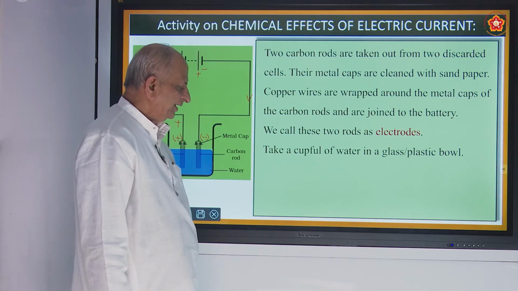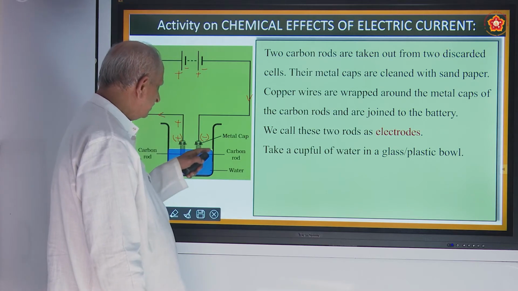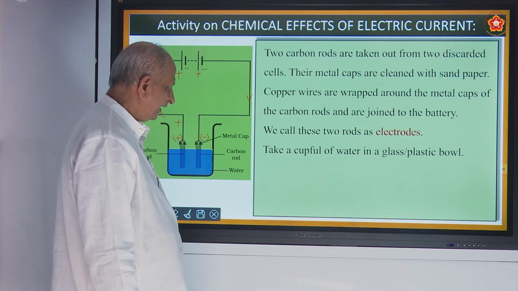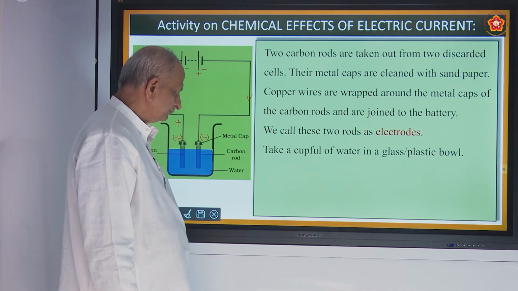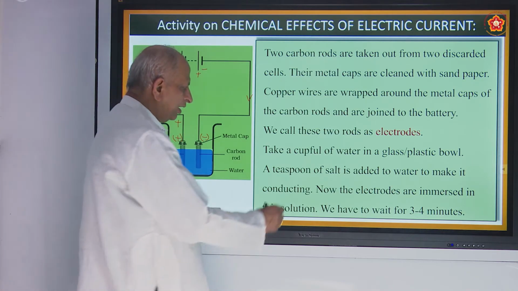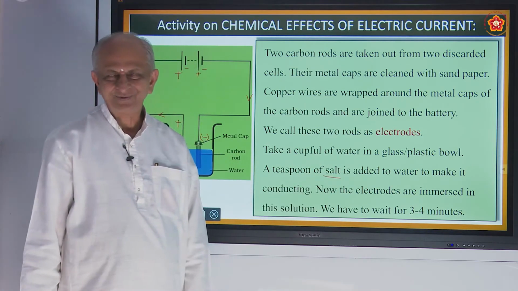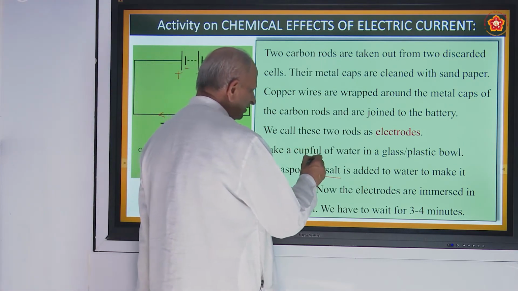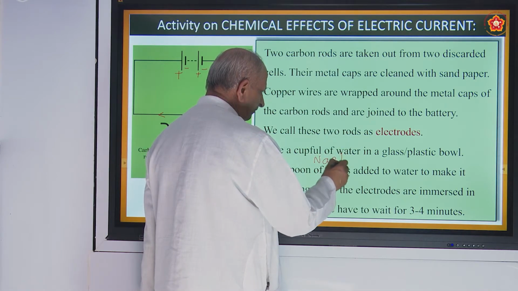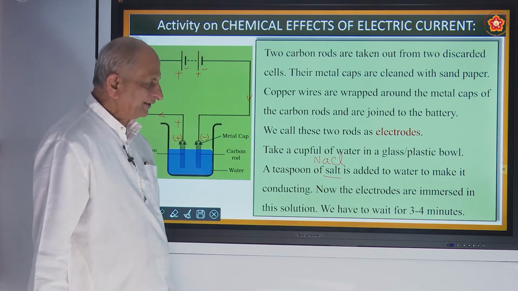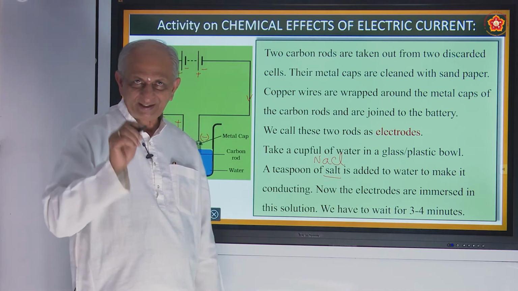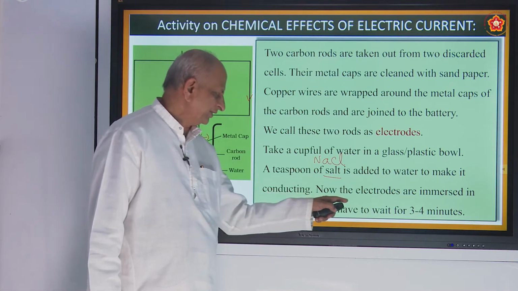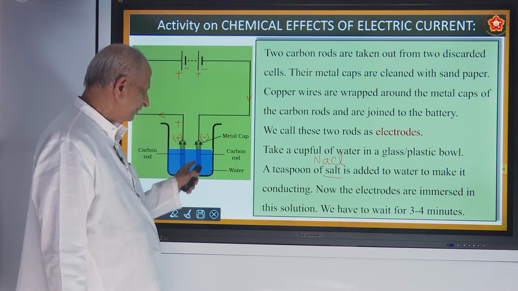Take a cup full of water. So in this beaker you keep a cup full of water in a glass or a plastic bowl. A teaspoon of salt is added. Why do you add salt? Because salt is a good conductor in solution form. Water itself is not a good conductor. To make it conducting, you have to add salt. Then the electrodes are immersed in the solution.